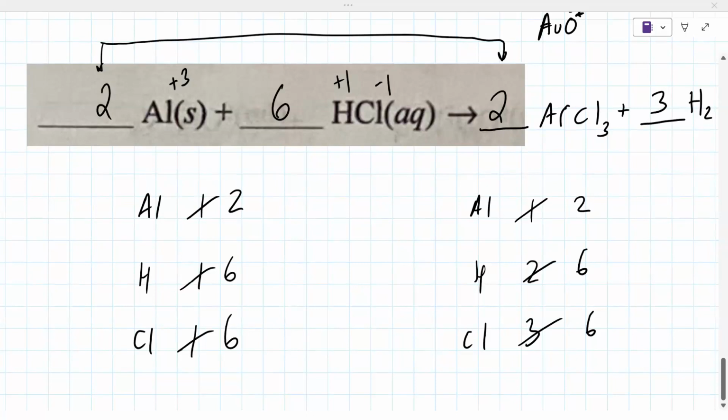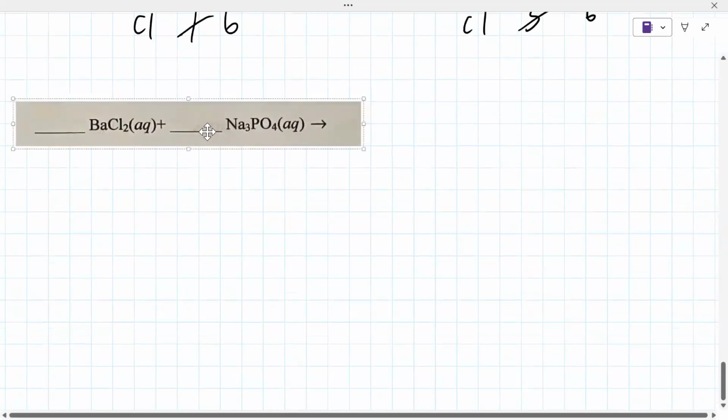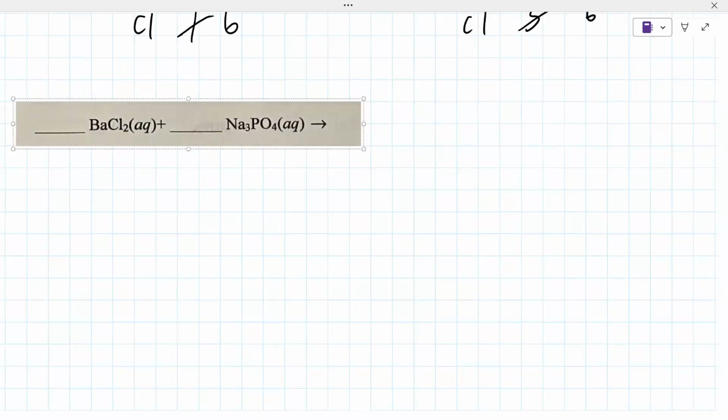So exercises D and E are going to have a lot more challenge because they all have to be written out. Double replacement means that you're going to pair Ba with PO4 and Na3 with Cl2. But you should figure out the charges first before you do this.